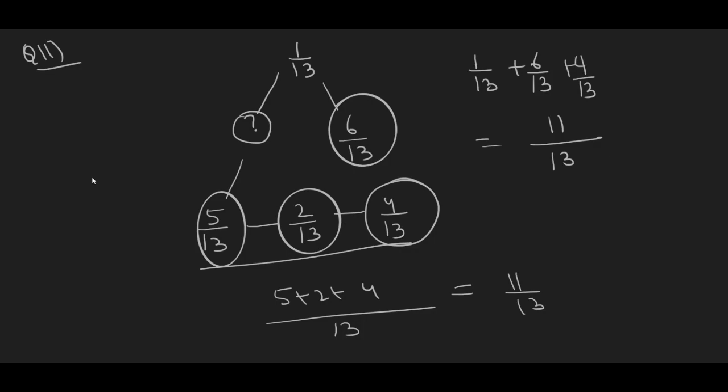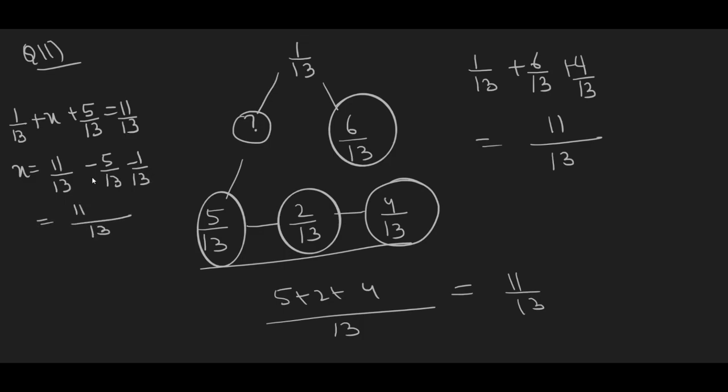So what will you do, children? 1 upon 13 plus x plus 5 upon 13 equals 11 upon 13. Now we find the value of x. So x equals 11 upon 13 minus 5 upon 13 minus 1 upon 13. So taking the LCM 13, 11 minus 5 minus 1, it will be 11 minus 6 upon 13. So this will be 5 upon 13, children. This will be your answer. So you need to fill 5 upon 13 here.